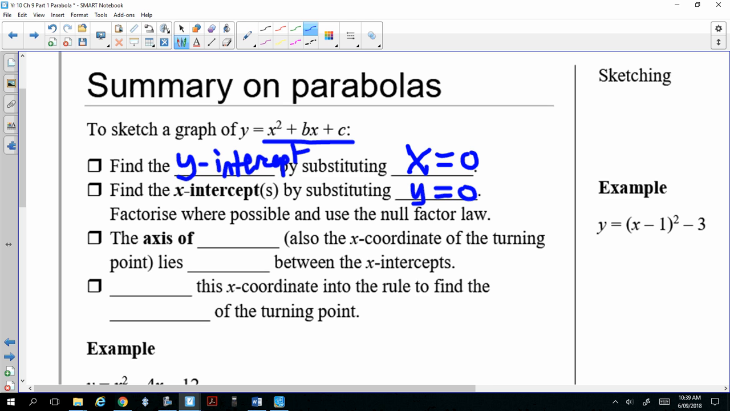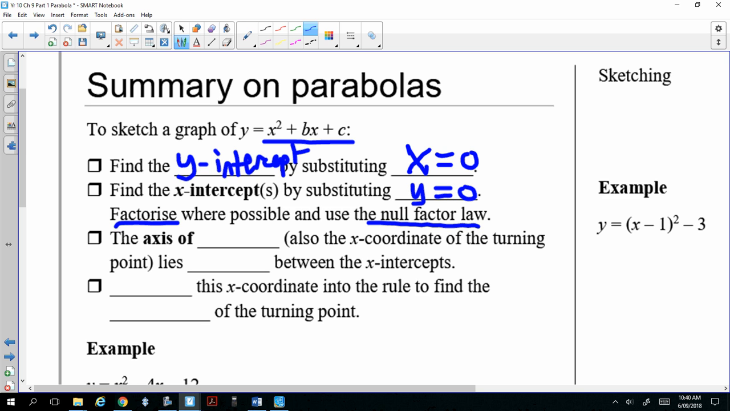These are important features of the graph. You must show this on the graph each time. And to find the x-intercept, usually we do have to factorize, but sometimes it's already factorized for you. Then you don't have to do much. And then use the null factor law to find the answers.